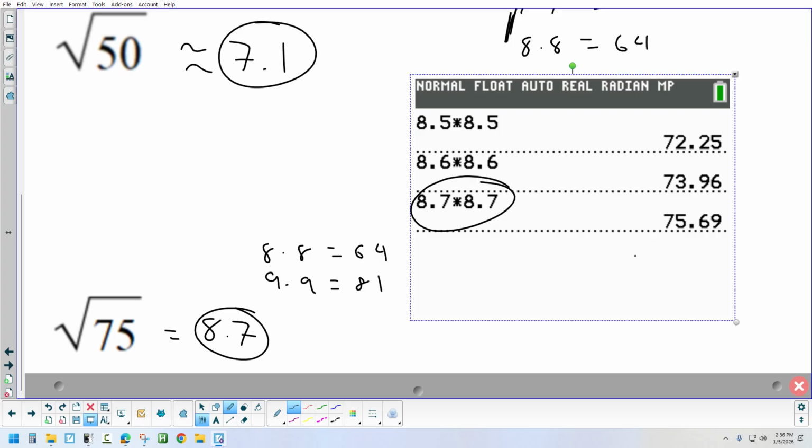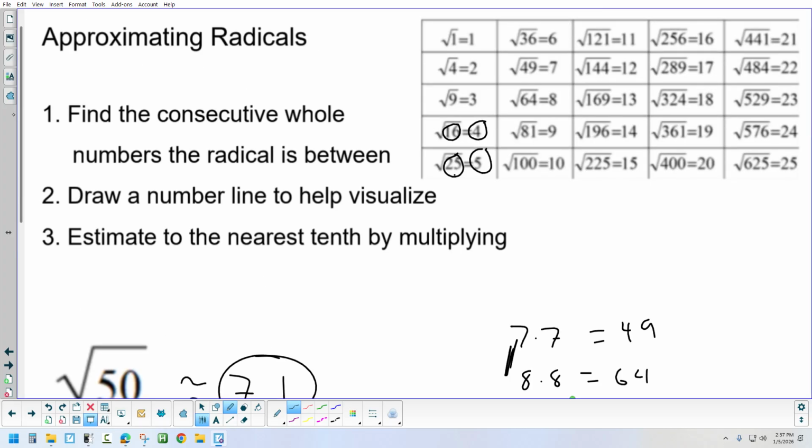Okay, so that's how you estimate a square root if you didn't have a square root button on your calculator. Okay. So just use this chart, and that'll help you.